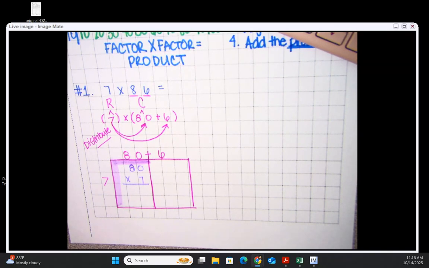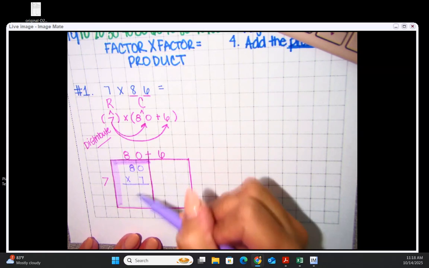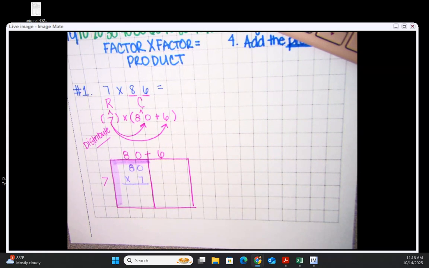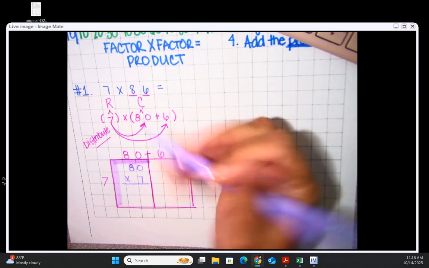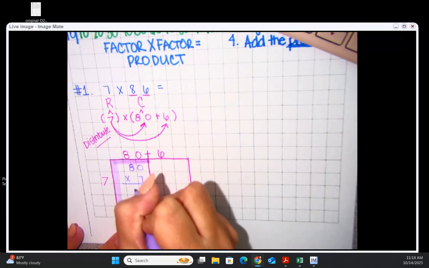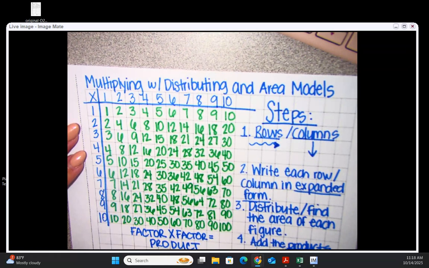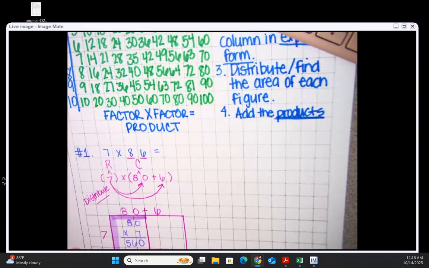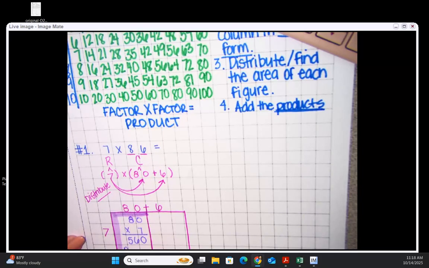So we can either multiply 7 times 0, 7 times 8, or we can do the life hack and it's going to get me the same answer. 7 times 0 is 0, 7 times 8 is 56. And if I don't know, I have my multiplication chart. So the area of this figure is 560.